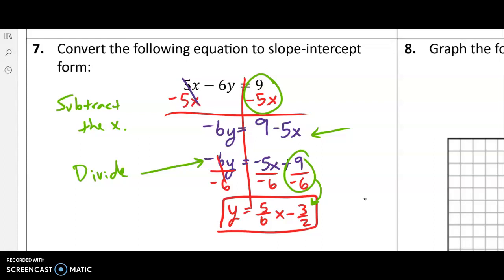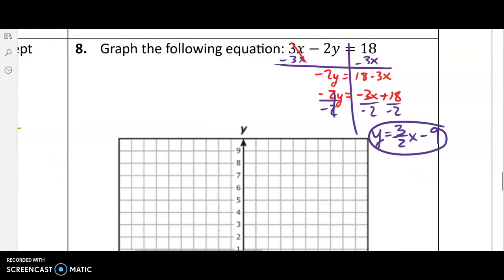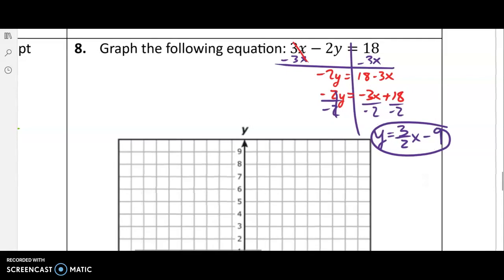Now let's look at number 8. I have also simplified that one. If you haven't tried number 8 yet and solved to put it in y equals mx plus b, you may want to pause the video again and try it on your own. All right, here's what it looks like. Subtracting the 3x from both sides, swapping the 2 right here so that the -3x is first and the +18 is second, and then dividing everything by -2.